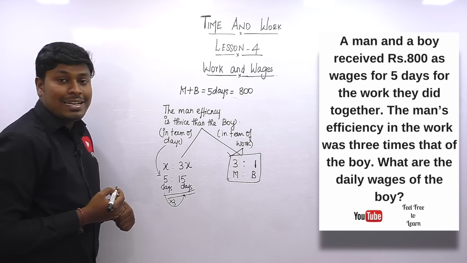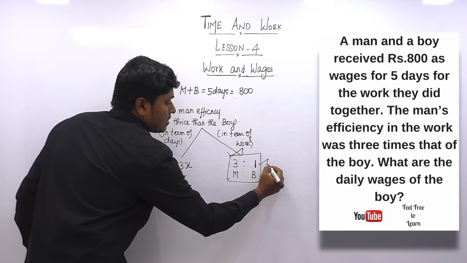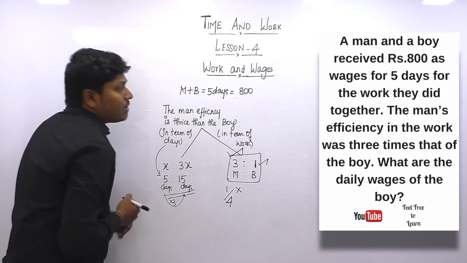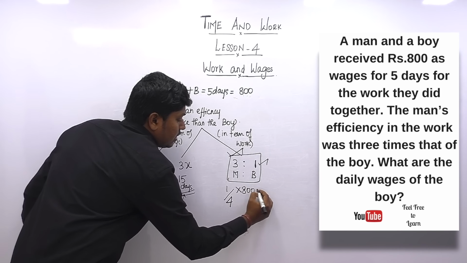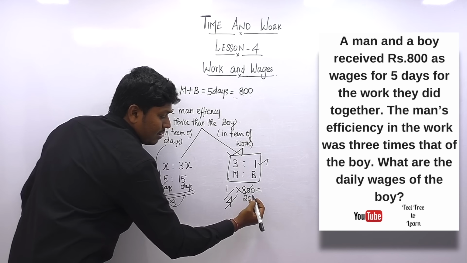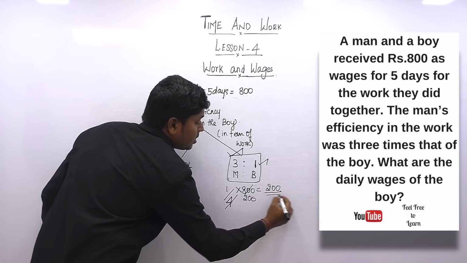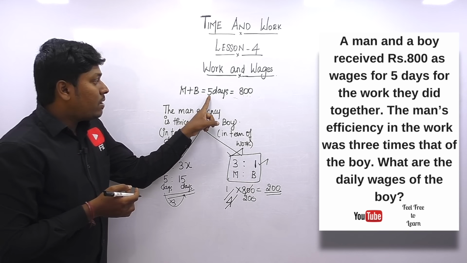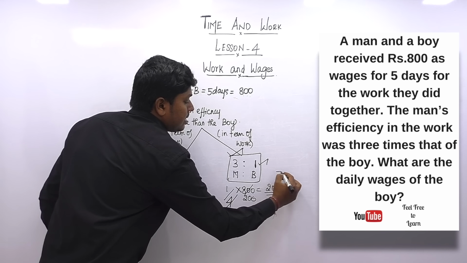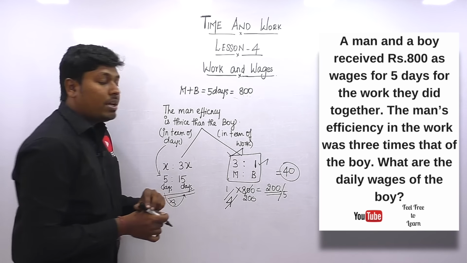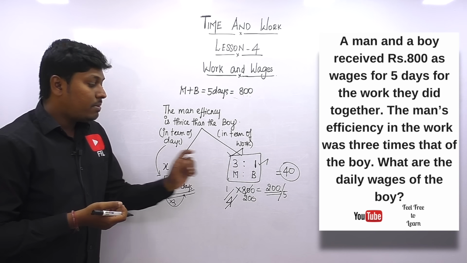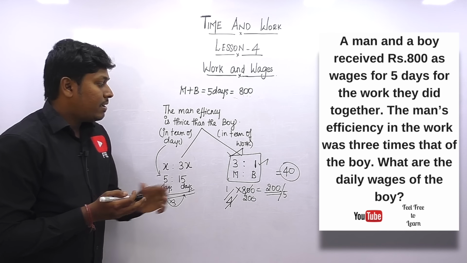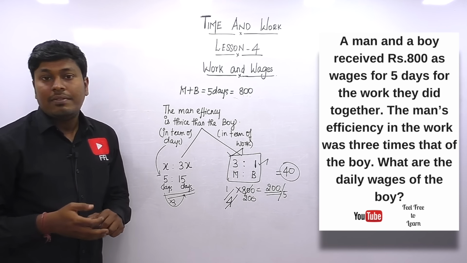So what is our target? Our target is to find the daily wages of the boy. So our target is to find 1 part. The total will be 4, 3 plus 1 is 4, and the boy's work will be 1 part into 800, the amount for which they undertook the job. So 800 divided by 4 is 200. So we can say that 200 will be the total wage obtained by the boy. But our target is to find the daily wage of the boy. They have worked for 5 days, so divided by 5, the result will be 40. So the daily wages of the boy will be rupees 40 and the total wage of the boy will be rupees 200. But in this case they are talking about the daily wages of the boy. So finally, for this question, the answer is rupees 40 as the daily wages of the boy.